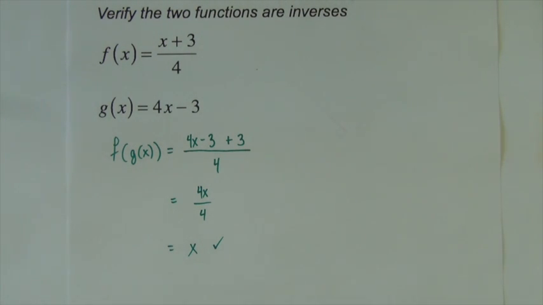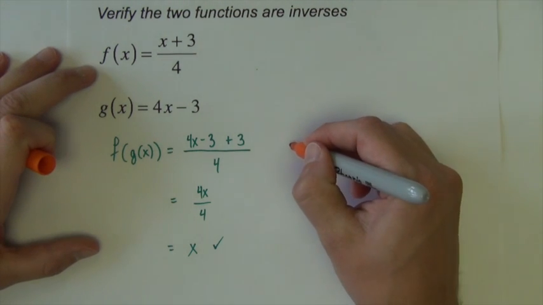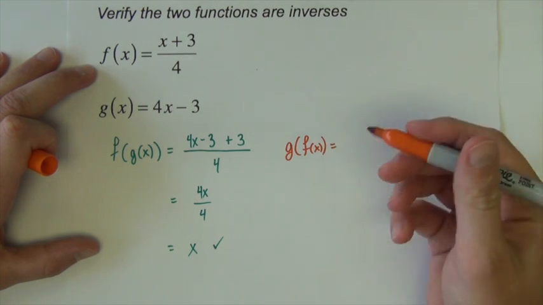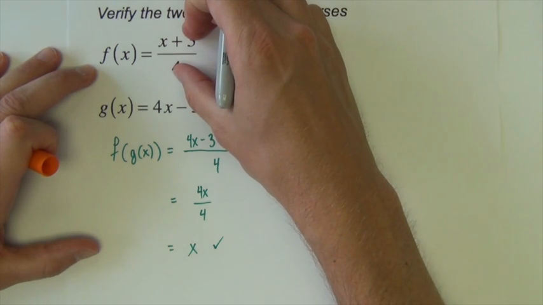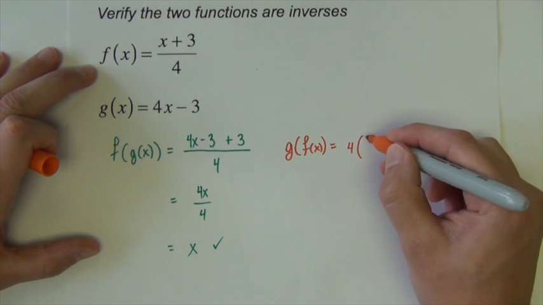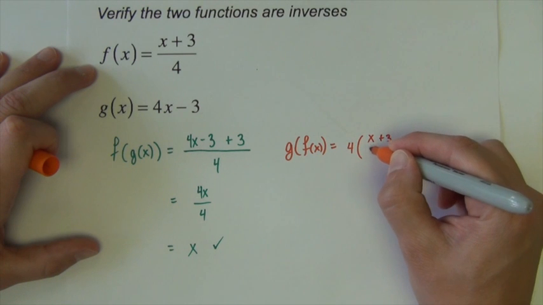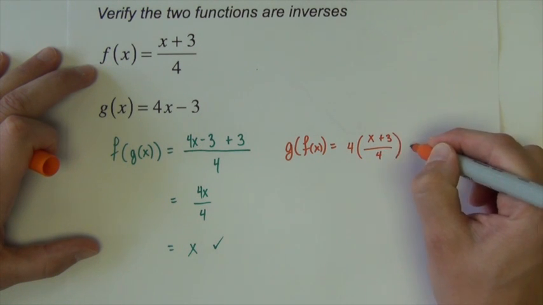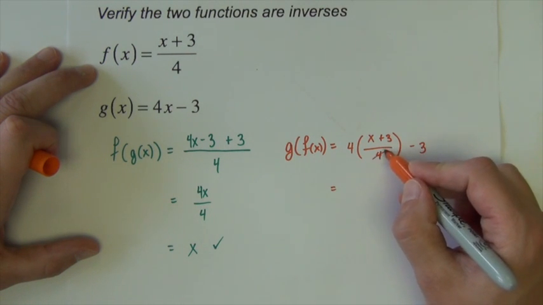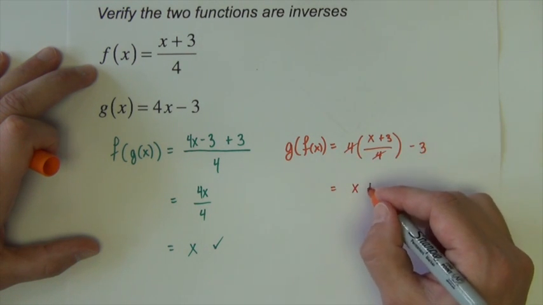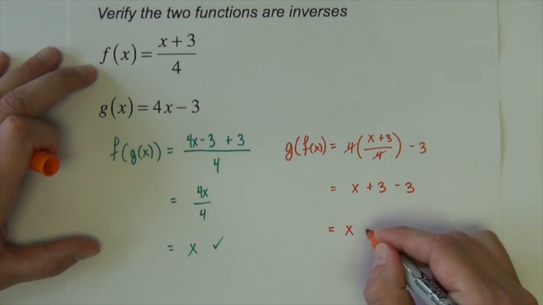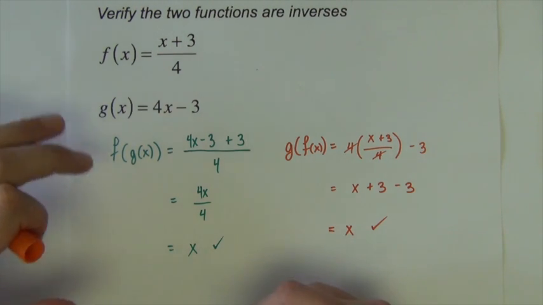Now I'm going to compose them the other way and see if it works that way too. So now I'm going to check g of f of x. So I'm just going to reverse the composition. I'm going to put this function into this one's x. So I have 4 times the quantity x plus 3 divided by 4, minus 3. If I work this out, this 4 and this 4 cancel, so we have x plus 3 minus 3. 3's of course cancel, we have just x, so that checks out too.